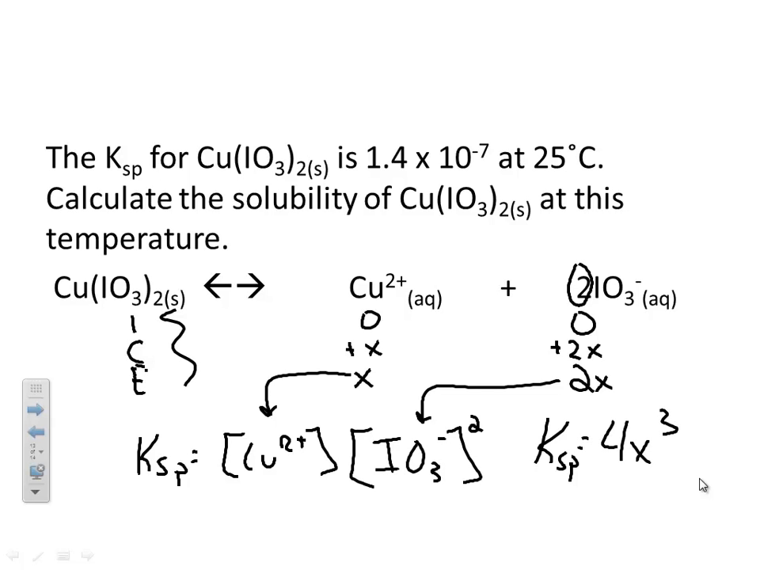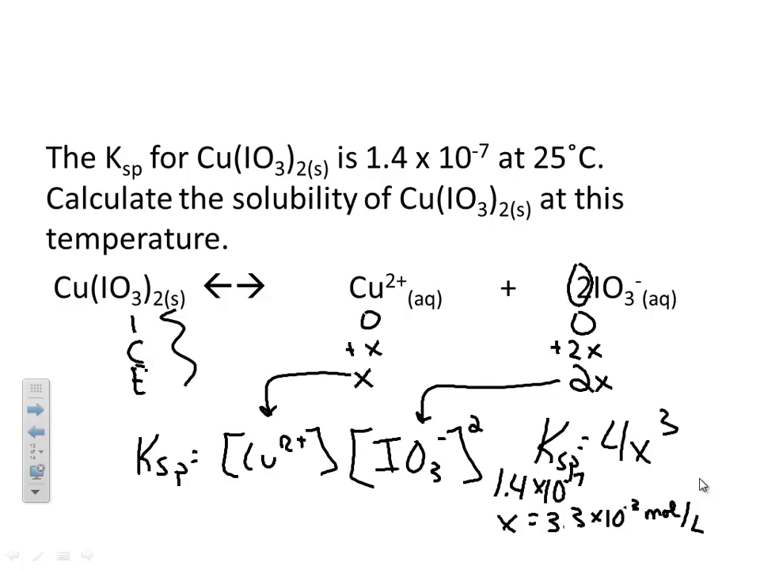Solving for x is possible because we're given a KSP of 1.4 times 10 to the minus 7th. And this is going to give us an x value of 3.3 times 10 to the minus 3rd moles per liter, because again, our x value is our solubility.